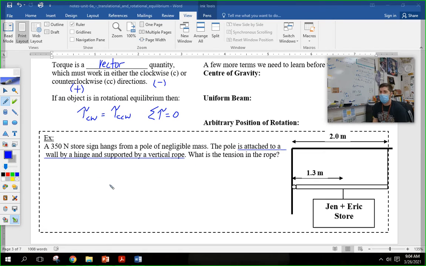So if they tell us that we have a 350 Newton store sign hanging from a pole of negligible mass, that means we are just ignoring the fact that there's a pole. The pole is attached to a wall by a hinge and supported by a vertical rope. We want to know what's the tension in this rope.